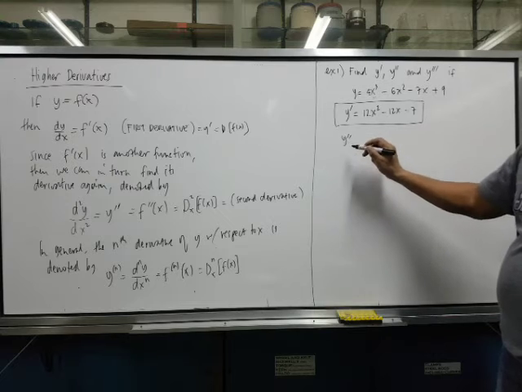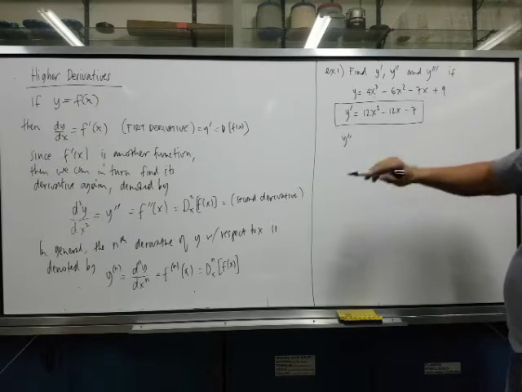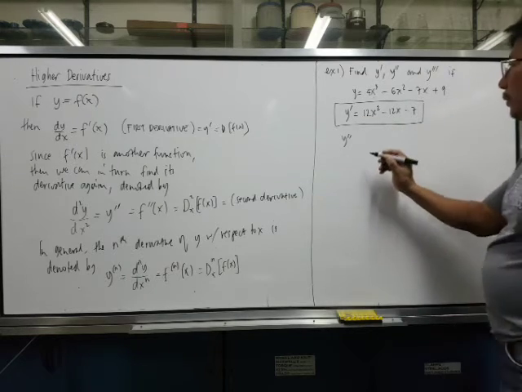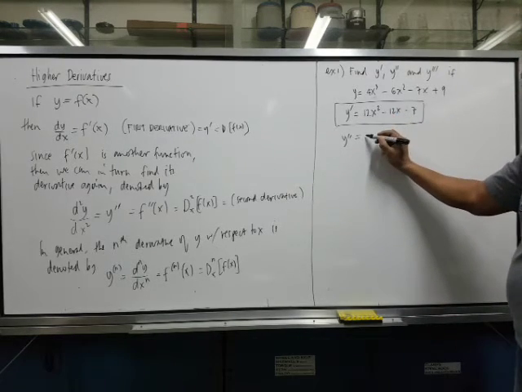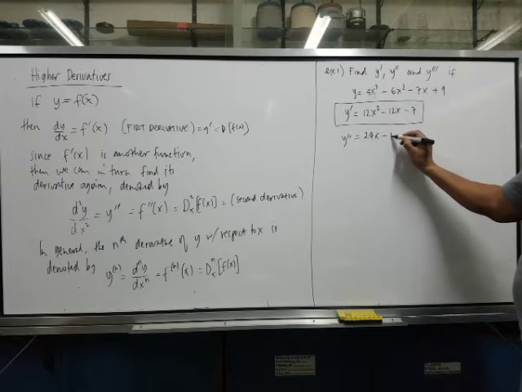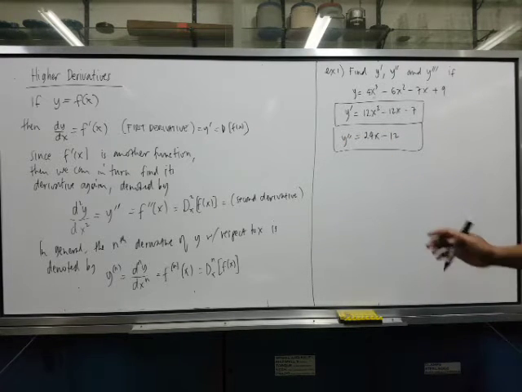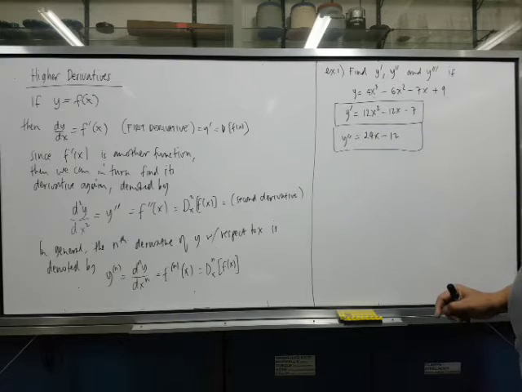Now, to calculate the second derivative, we again get the derivative of the first derivative. So we have y double prime equals 24x minus 12. And that's it. That's the second derivative. It is the derivative of the first derivative.